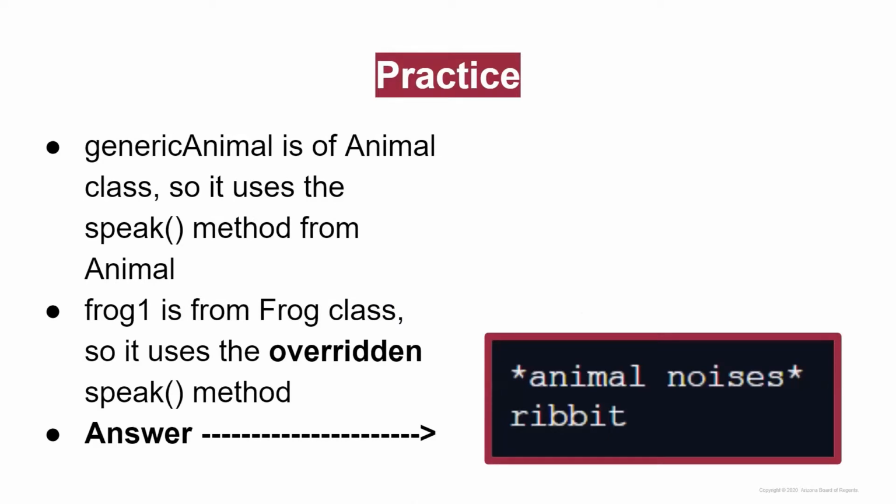Because we didn't actually override the parent method. We overrode the copy of the parent method within the frog class. And again, frog1 is from the frog class, so it uses that overridden speak method because it is a frog, not just an animal. So when the speak method is called from the frog1 object, it prints out ribbit. So that is kind of a very bare bones look at how you can use inheritance in your classes.